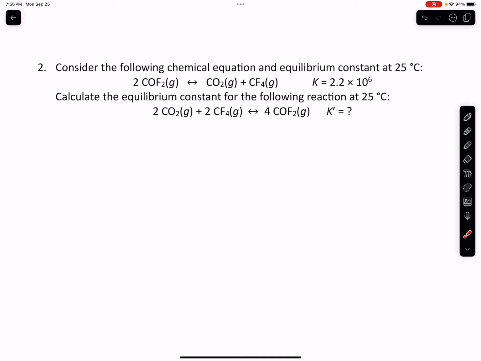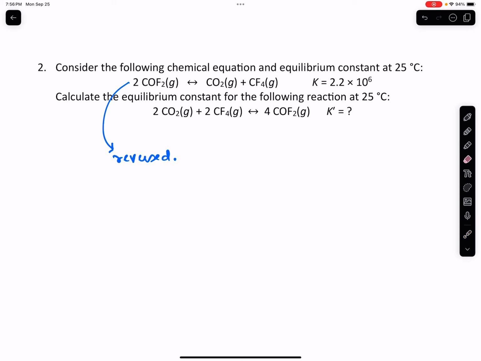If you look at these two, you can see, number one, the first similarity is that this equation is reversed. What that means is that the products out here are the reactants in this equation, and the reactants in the top equation are the products in this equation. So they're reversed. That's number one.